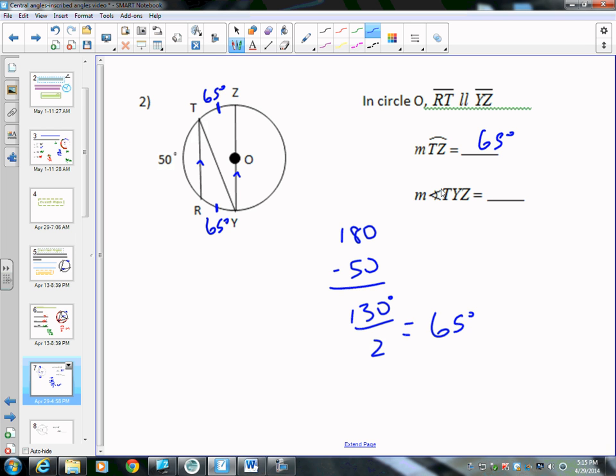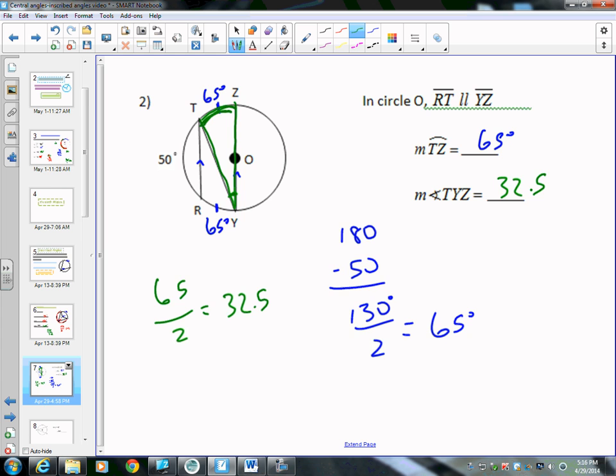And the measure of angle TYZ. What angle is that talking about? It's talking about this angle right here, TYZ. And again, this is on the circle, so it's called an inscribed angle. And we know that an inscribed angle is half the intercepted arc. So the intercepted arc is this arc right here. If the arc is 65 degrees, what's half of 65 to find the inscribed angle? 65 divided by 2, we get 32.5.